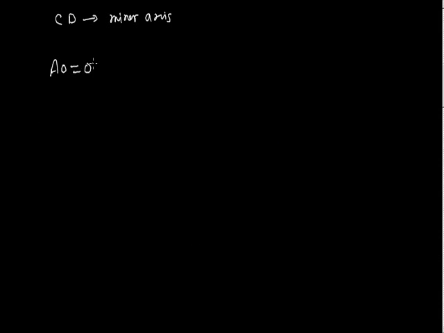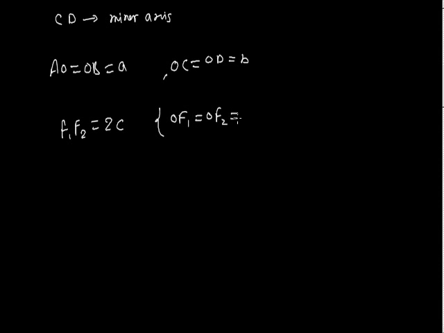Here AO, which is equal to OB, which is equal to a, and OC, which is equal to OD, which is equal to b. We can say AO is semi-major axis and OC is semi-minor axis. So here we can say F1F2 is equal to 2c because of OF1, which is equal to OF2, which is equal to c, and A and B are the vertex. We can say A and B are the vertex of the ellipse.